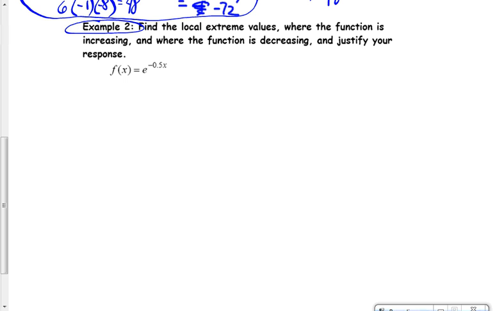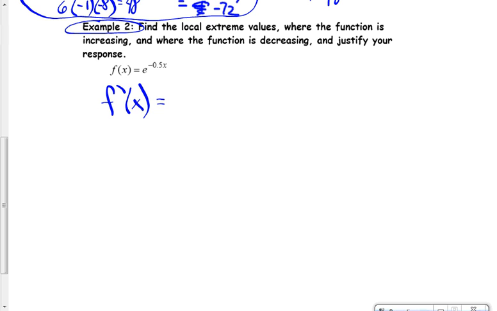Let's look at example 2 really quick. Find the local extreme values. Find where the function is increasing and where the function is decreasing. This one is going to be a little faster, and let's talk about why. What do we do first? Derivatize. That's not a verb, but I know what you mean.